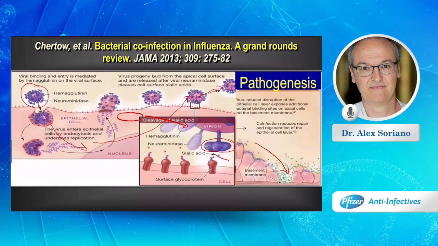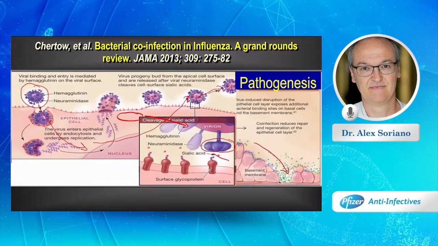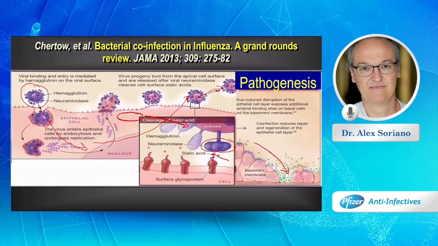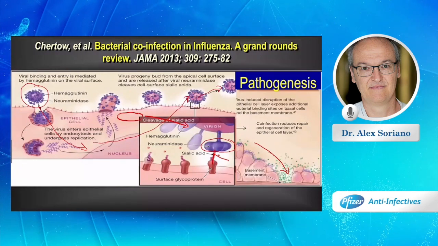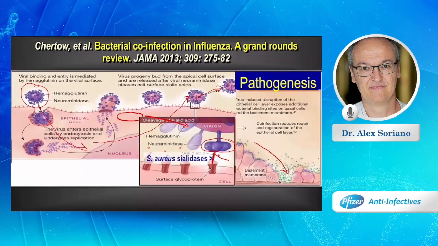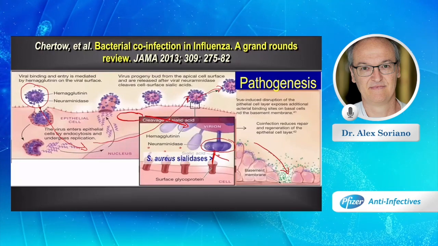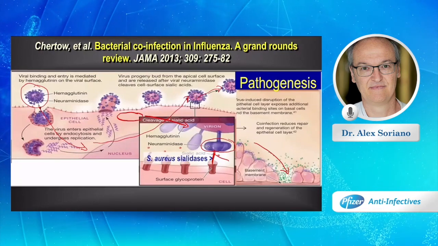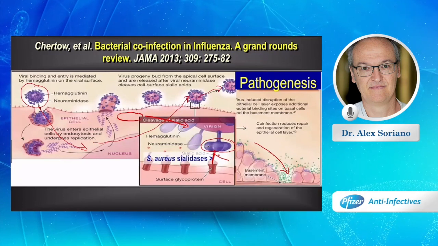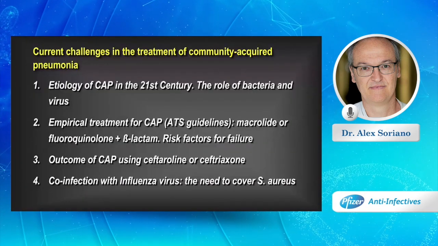Normally, neuraminidase inhibitors like oseltamivir block this release, yeah? But Staph aureus produces sialidases that do this work. So for this reason, the combination of Staph aureus plus influenza virus is such a dreadful combination, and in general is associated with a higher mortality rate.